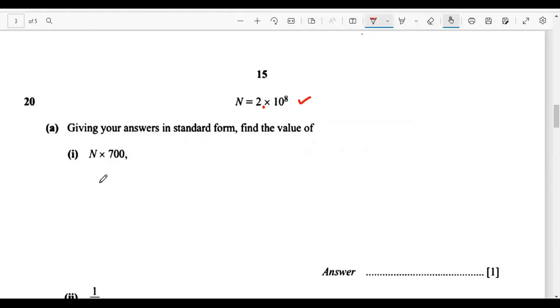Okay. All right. So it's n multiplied by 700. So it would become 2 multiplied by 10 power 8 multiplied by 700. I can write it as 2 multiplied by 700 multiplied by 10 power 8. And I can write it as 2 multiplied by 7 is 14. And then it was 700. So it would be 1400 multiplied by 10 power 8. Now, 10 power 8 is great. Let's keep it on one side. 1400 has to be converted to the standard form.